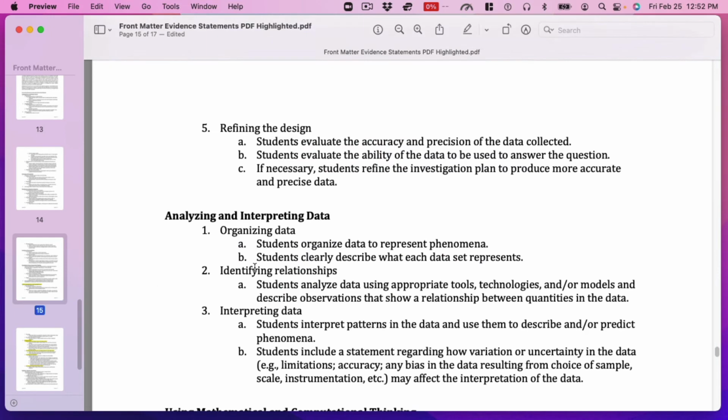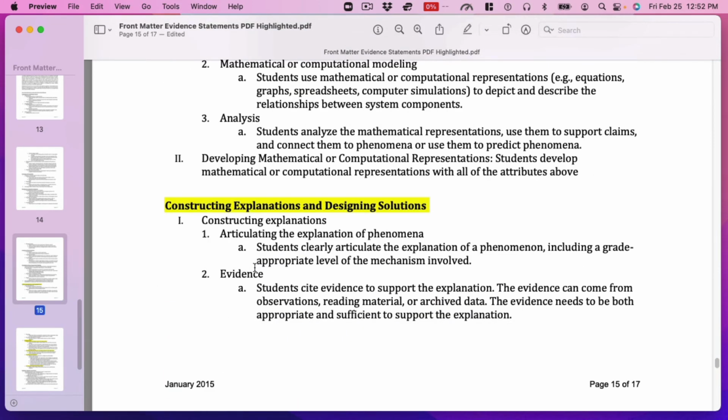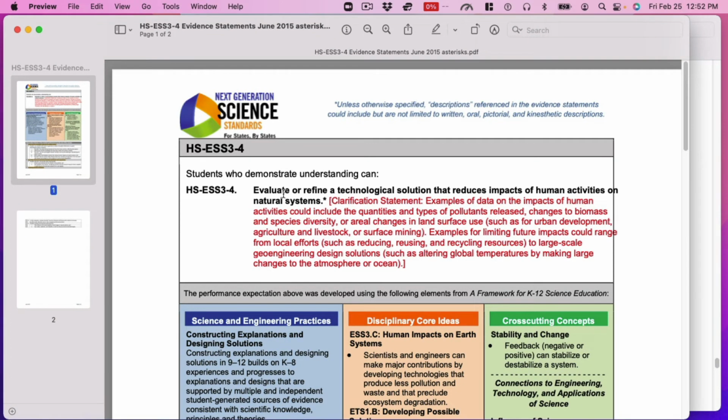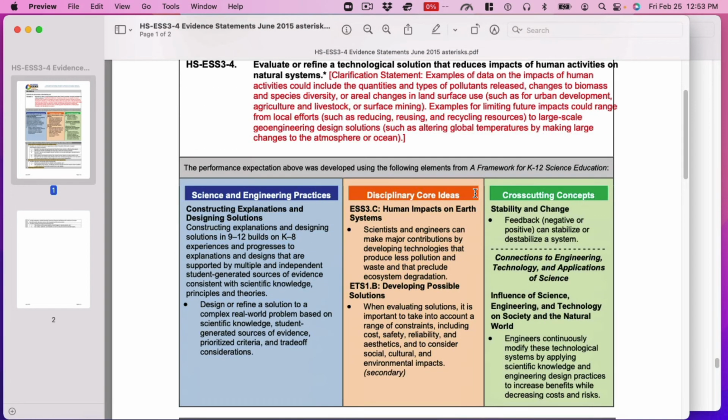So let's pop down here to our constructing explanations and designing solutions. We've been talking about ESS 3-4. Evaluate or refine a technology solution that reduces impacts of human activities on natural systems. I see that the science and engineering practice for this is constructing explanations and designing solutions. And specifically, it's about that designing solutions. So I'm looking at the engineering aspect of this science and engineering practice.